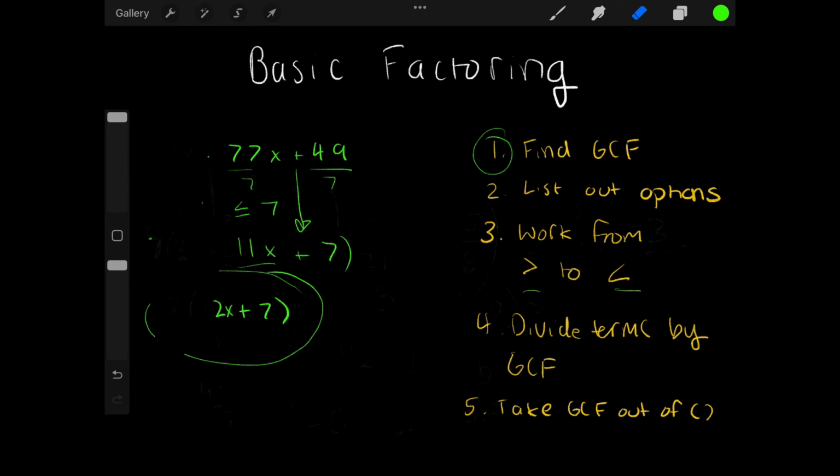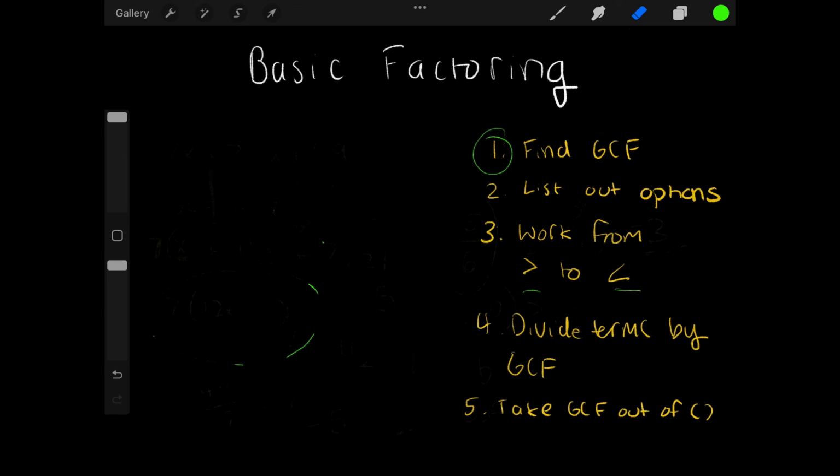Now we're going to do one more practice problem. Okay. 4x plus 8y plus 24. Now, even though you see two variables, x and y, don't panic because it's the exact same process as we used before. So now what we're going to do is find our GCF. Our smallest integer here is 4, which means our GCF has to be less than or equal to 4.